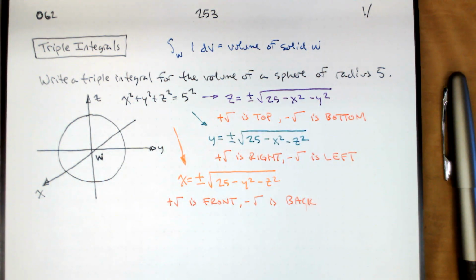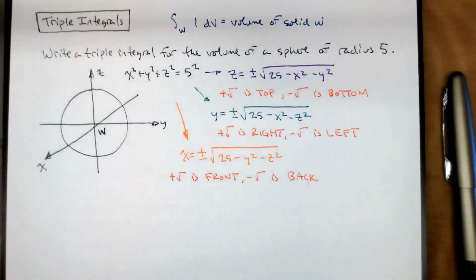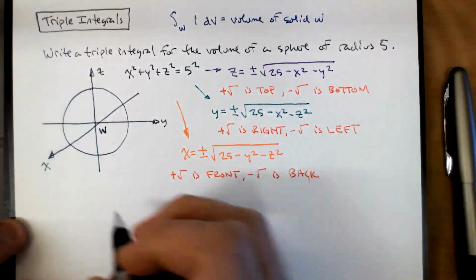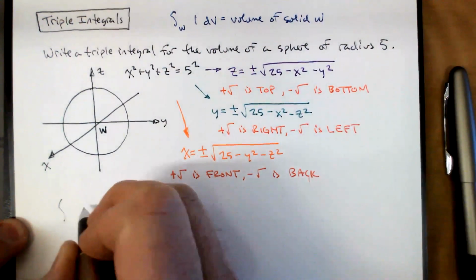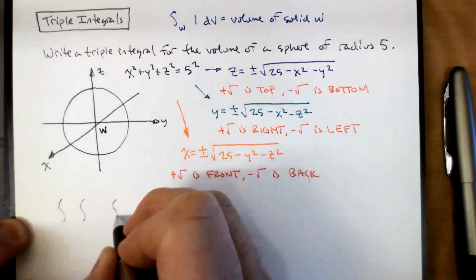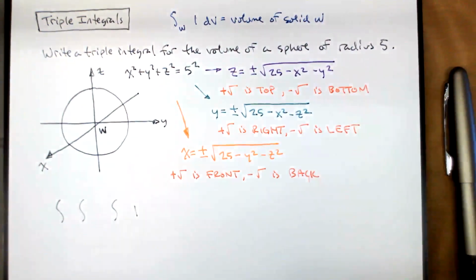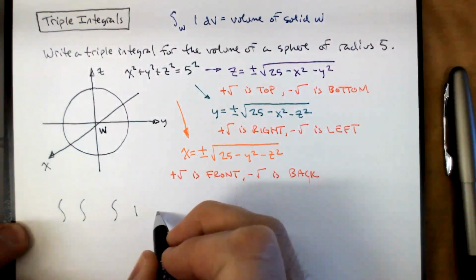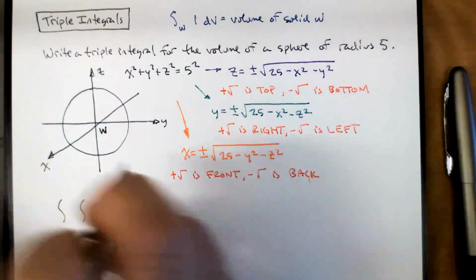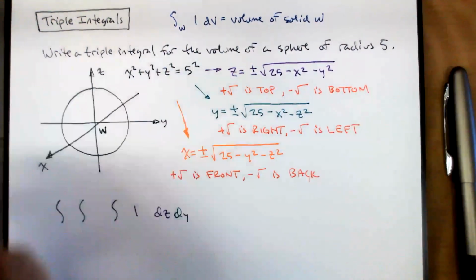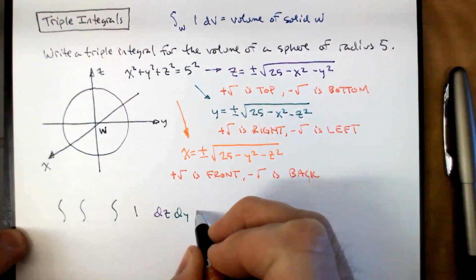Let's set up a triple integral. We're going to say what's x between, what's y between, and what's z between. So when we set up a triple integral, we've got to decide what order we're going to do things. I'm just going to follow the pattern that I did last time and put dz first, and then dy, and then dx.